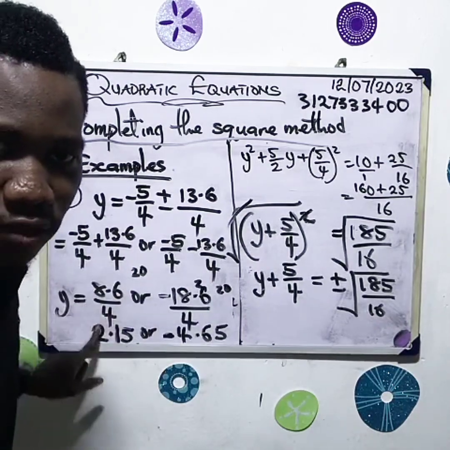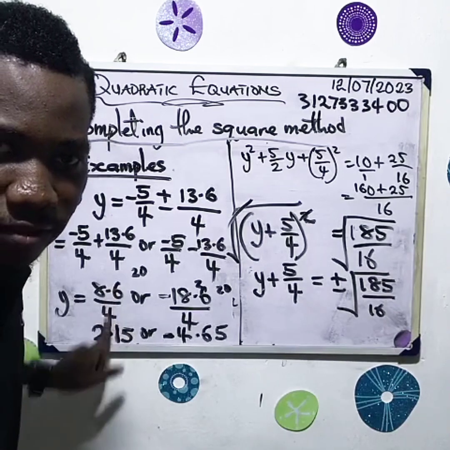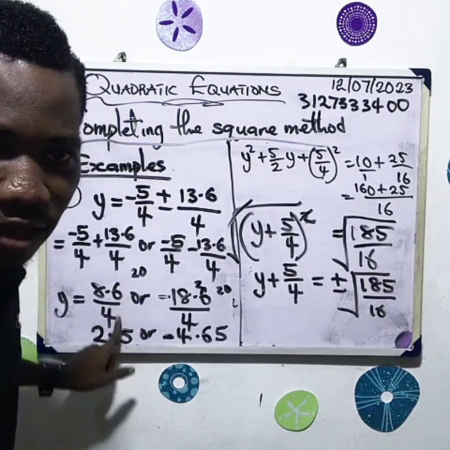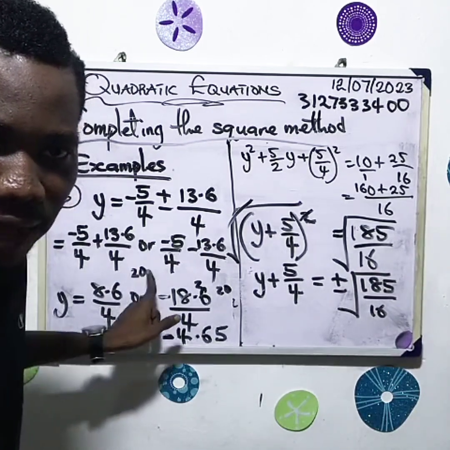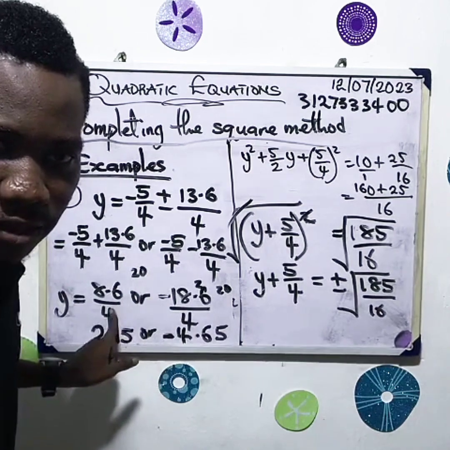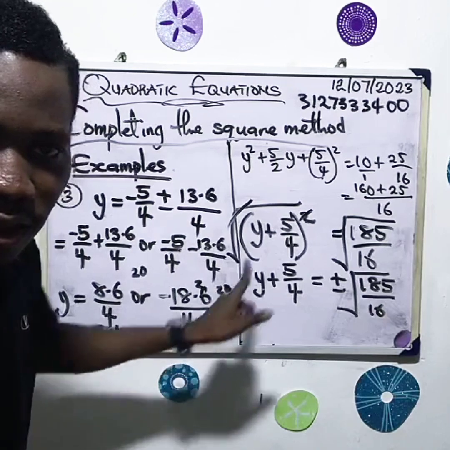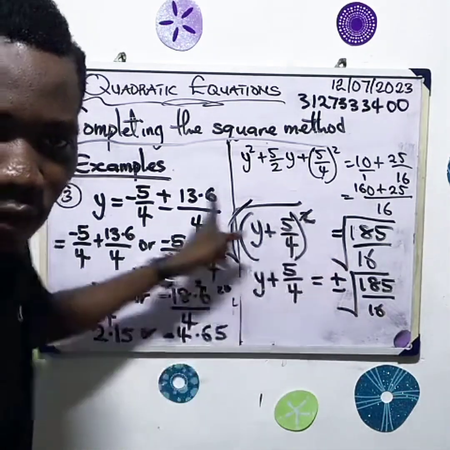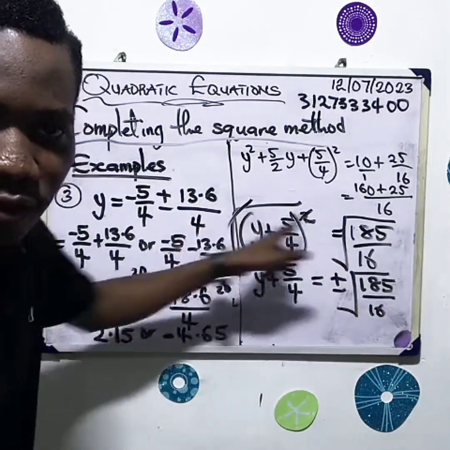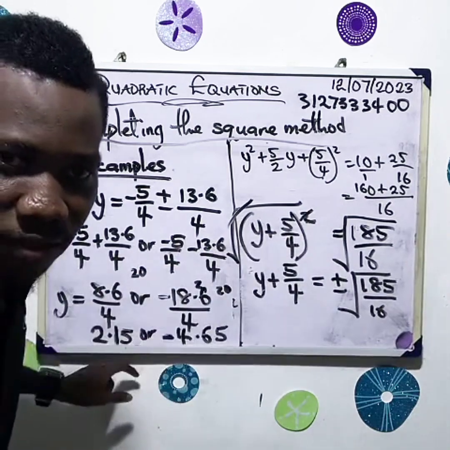4 in 8 is 2. Then your decimal point. 4 in 6, 1 with a remainder of 2. Then add 0 to the 2, it becomes 20. 4 in 20 is 5. Why did you add square root to it? Yes, for us to eliminate the square, you square root both sides so that the square root will cancel the square.